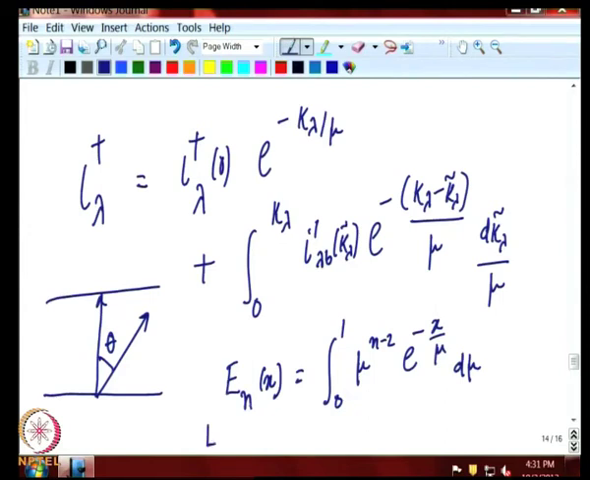This is called the exponential integral function and plays a fundamental role in radiative transfer. It accounts for essentially angular integration.